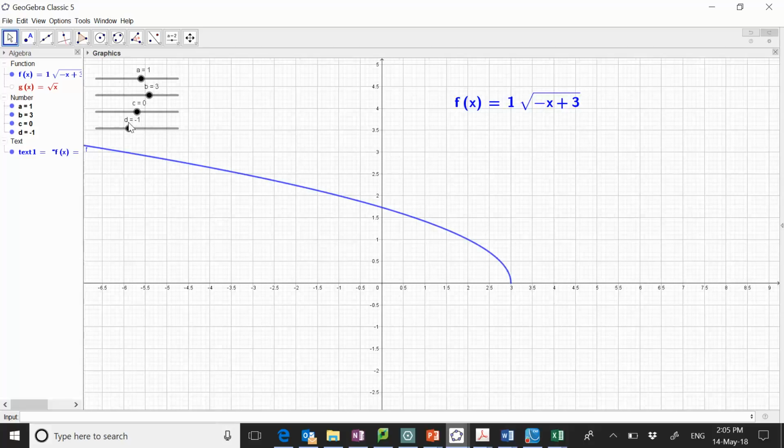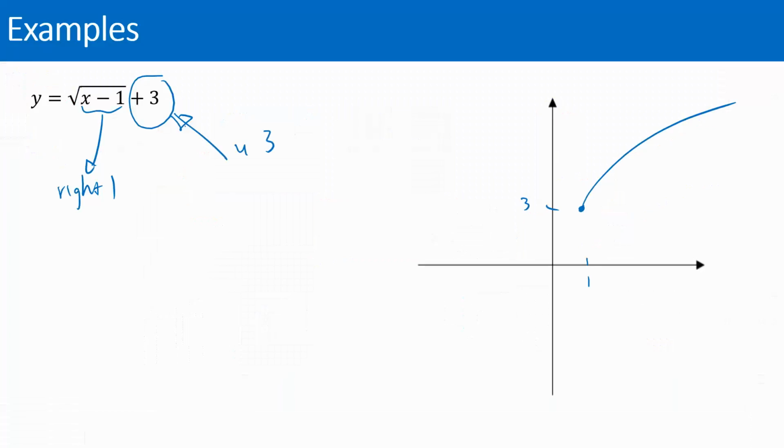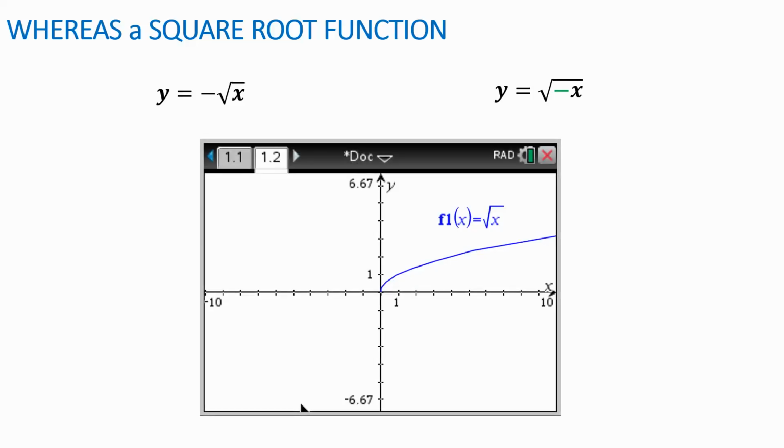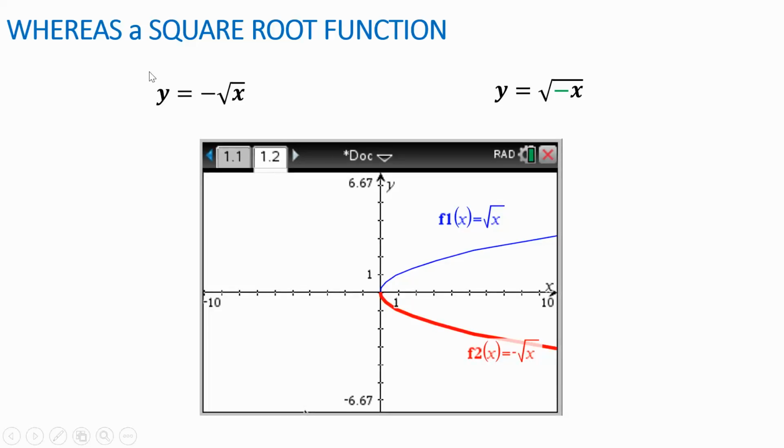Okay, so let's do an example now. I want you to read them. Here we go. This is what I want you to see. And I want you to copy this down. Square root, negative on the outside, what does that do again? It flips upside down. So this is what it looks like. It goes down. What happens when I have a negative on the x? Opposite. Fantastic. So it looks like this.